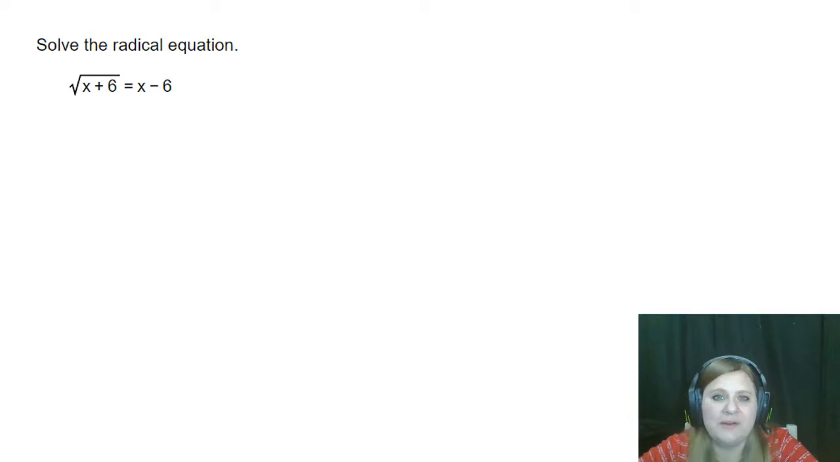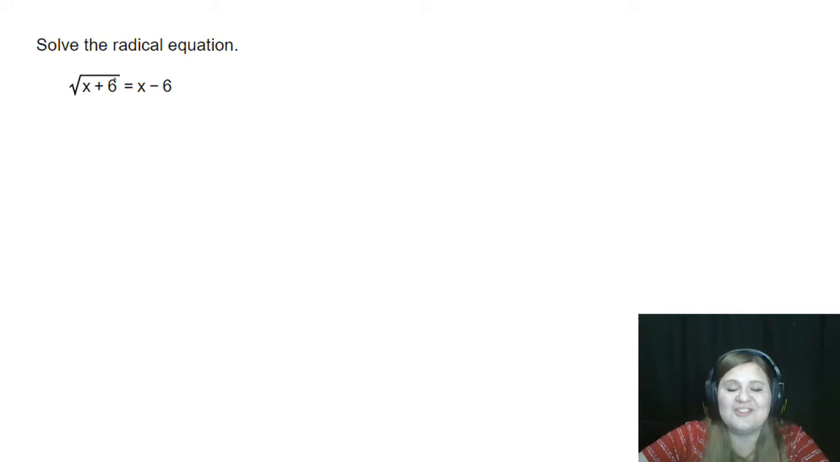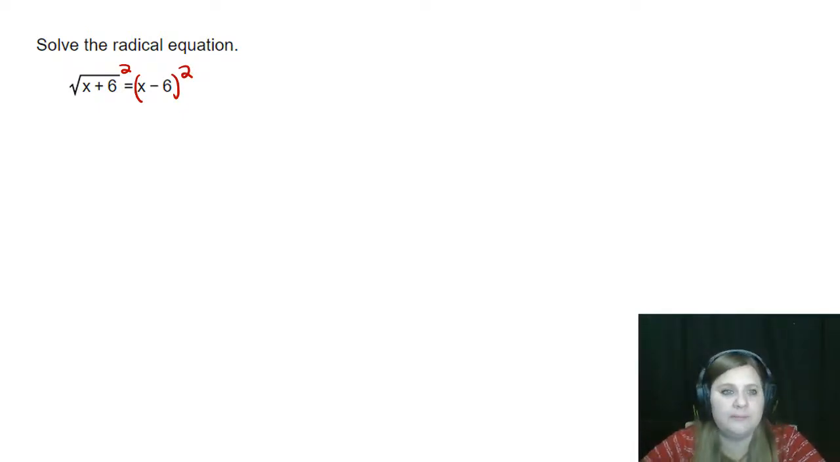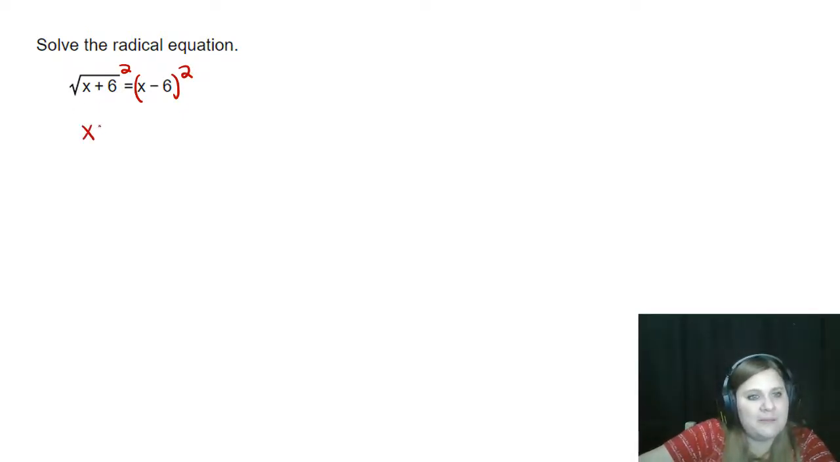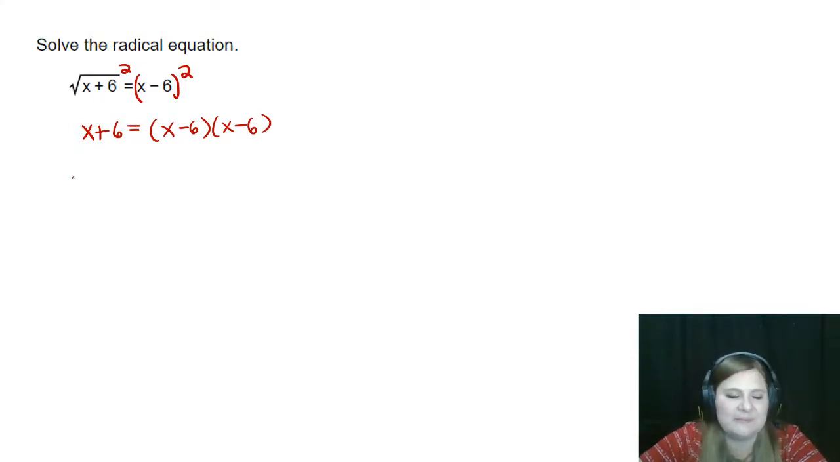So for radical equations, make sure that you isolate the root first. So in this case, the square root is the only thing on the left side, which is really nice. So I know, first of all, it's a square root, so to get rid of it, I'm going to square both sides. But remember that on the right side, that means I do have to put parentheses and make sure I square the whole thing. Now, the left side becomes x plus 6, and the right side is x minus 6 squared, which is x minus 6 times x minus 6.